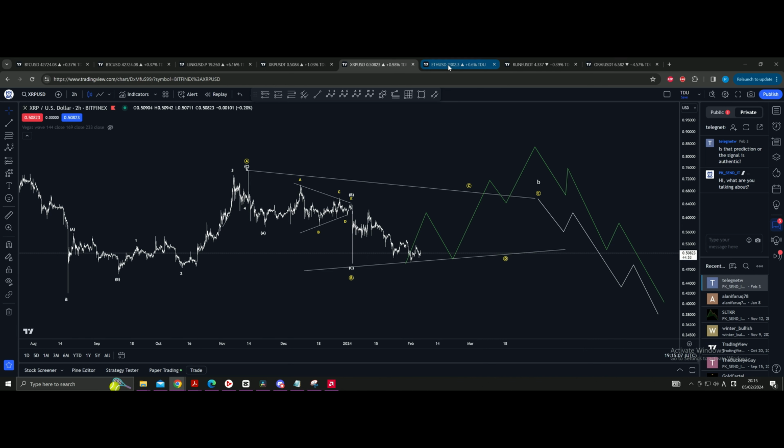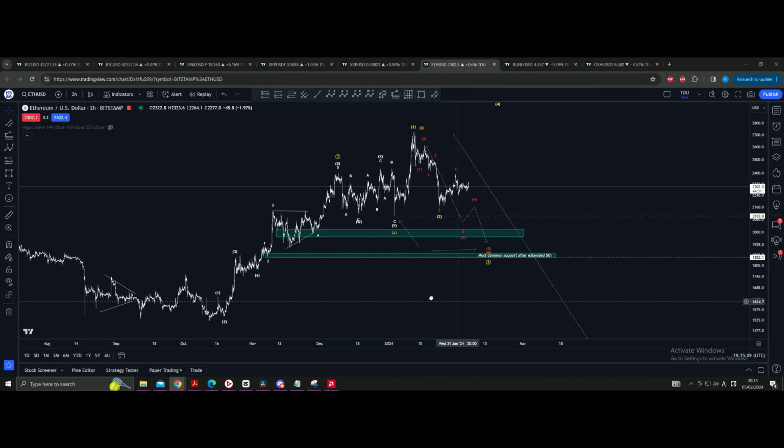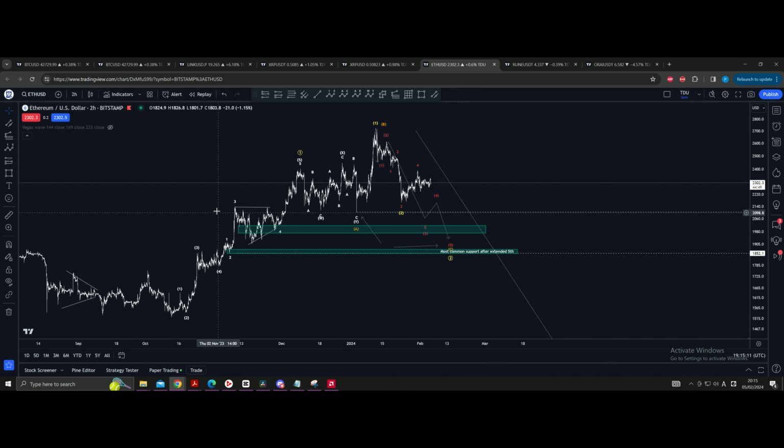All right, nothing new here. It's still doing the same old. Current count would be 1, 2, 1, 2, and if that fails, well, I have this extended fifth idea with the regular top of an A, B, and now we have impulsive red back here or there, where I'm interested in Ethereum.